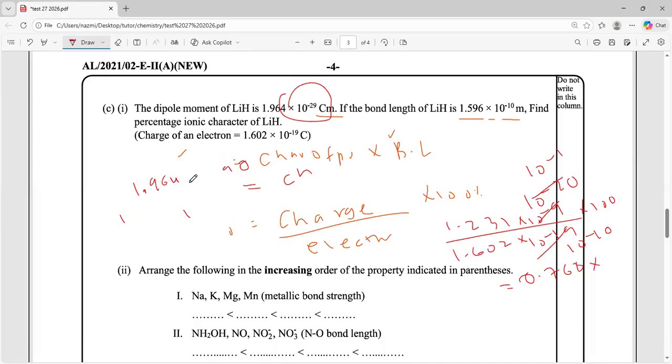1.964 into 10 to the power minus 29 divided by 1.596 into 10 to the power minus 10. So the exponent becomes 10 to the power minus 19, and those both cancel. You multiply by 100, and the answer is 76.8%. Now, is that clear? Anybody got this? 76.84. Anyone?